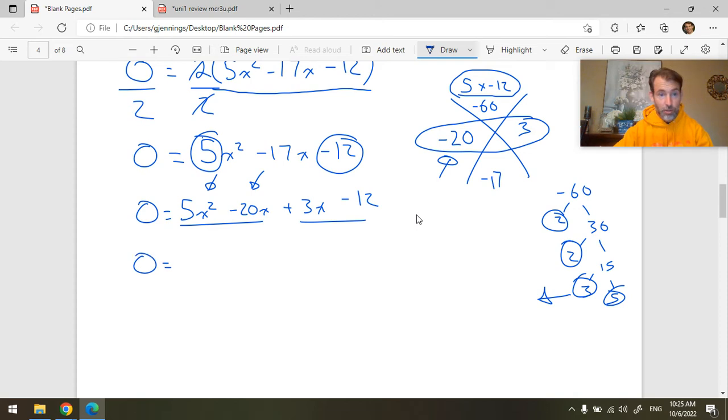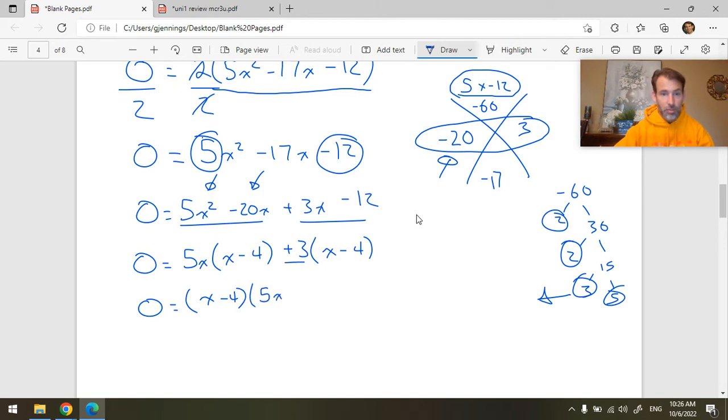So let's go. 0 is equal to 5x, the biggest factor in these first two terms, multiplied by x minus 4. And then here, my biggest factor is 3, so I'll have plus 3 multiplied by x minus 4. Notice the same binomial common factor appears twice. It can now be common factored out: x minus 4 multiplied by whatever's left, 5x plus 3.